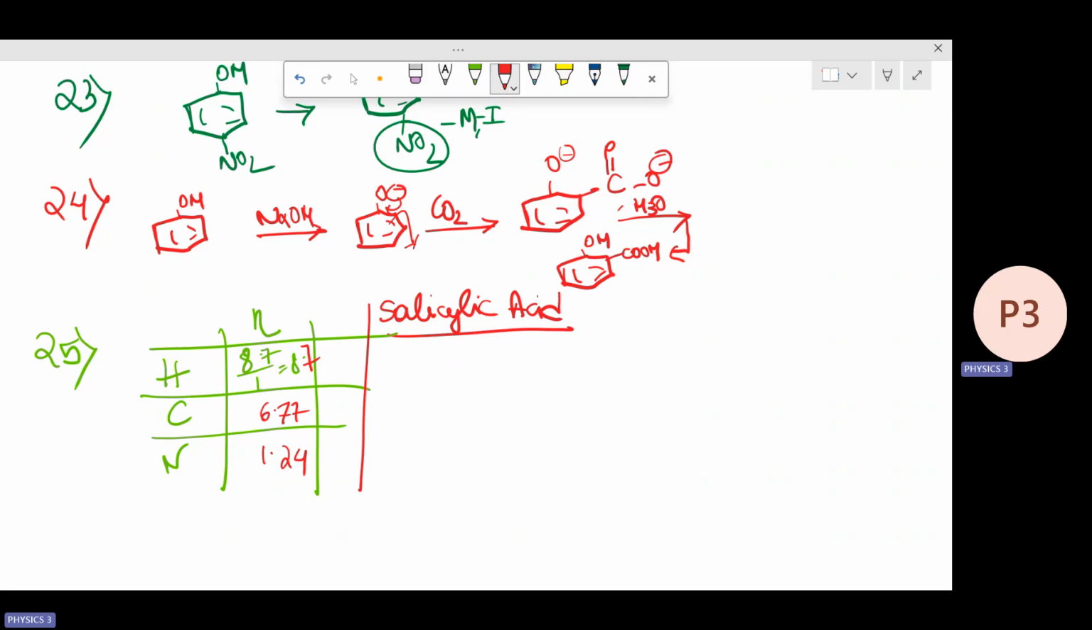After we get the number of moles, we are going to have the ratio. The ratio will be taken with respect to the least one. So 1.24 being the least, everything will be divided by 1.24. So 8.7 divided by 1.24 gives me 7, then 6.17 divided by 1.24 gives me 5, and 1.24 gives me 1. So guys, after you get the ratio, you need to understand that next we need to go for the empirical formula.